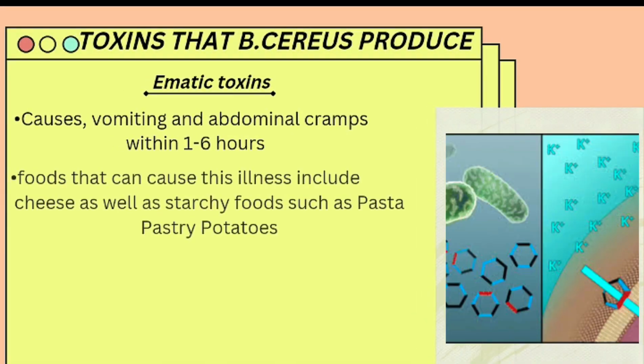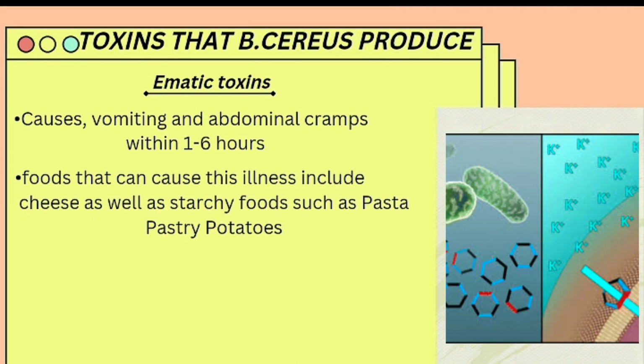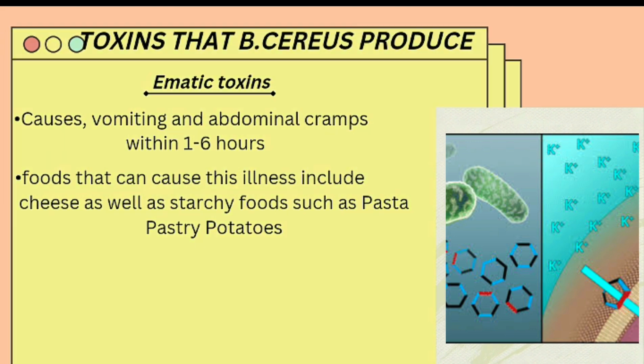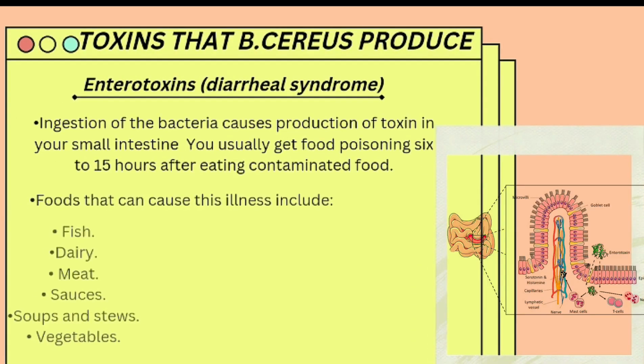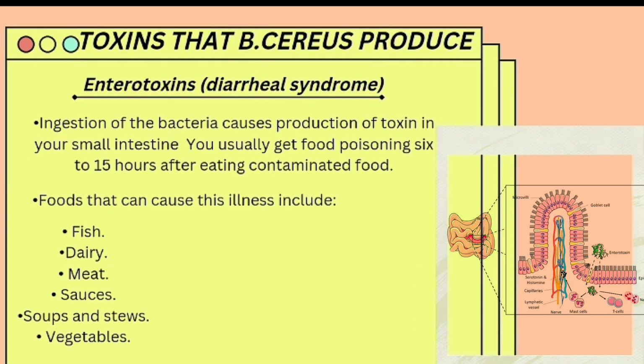The toxins that Bacillus cereus produces are emetic toxins. It causes vomiting and abdominal cramps within 1 to 6 hours. Foods that can cause this illness include cheese as well as starchy foods such as pasta, pastry and potatoes. After the emetic toxins, we will discuss enterotoxins, the diarrheal syndrome.